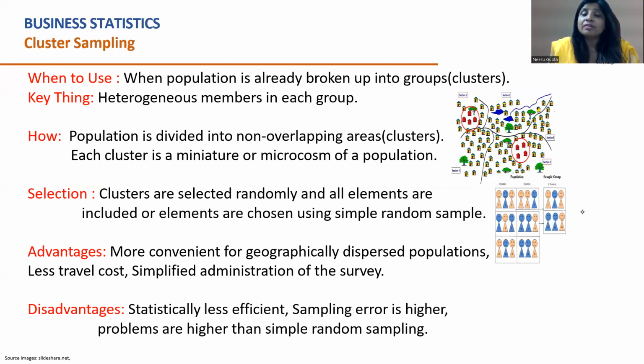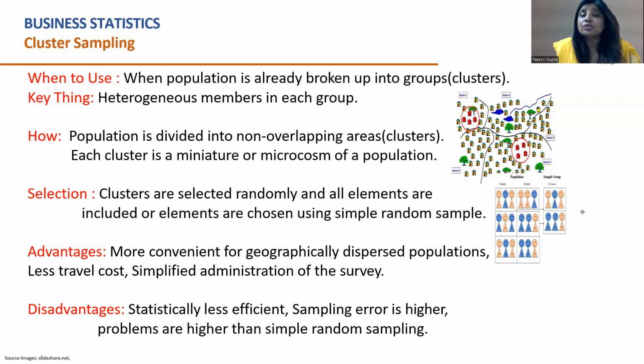And how will we do this kind of sampling? The population is divided into non-overlapping areas. Each cluster is a miniature or microcosm of the population. Clusters are selected randomly, and all elements are included, or elements are chosen using simple random sampling. What are the advantages of this kind of cluster sampling?